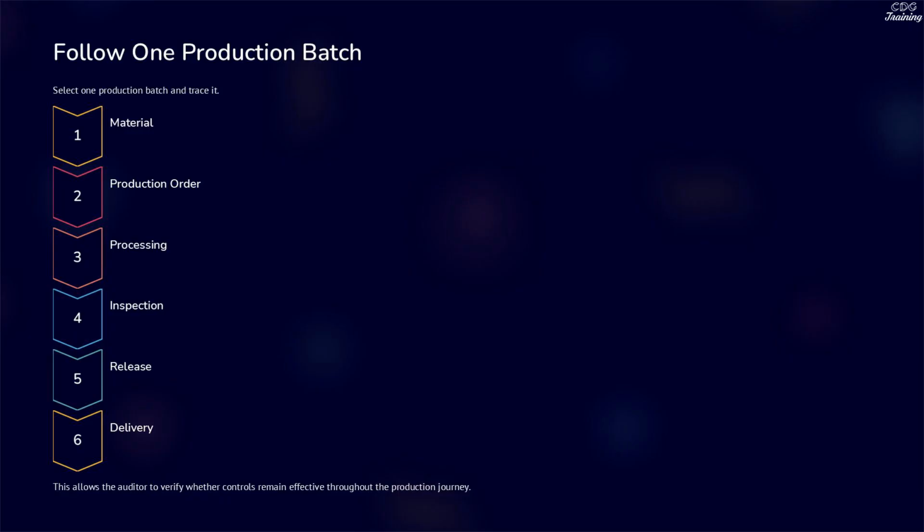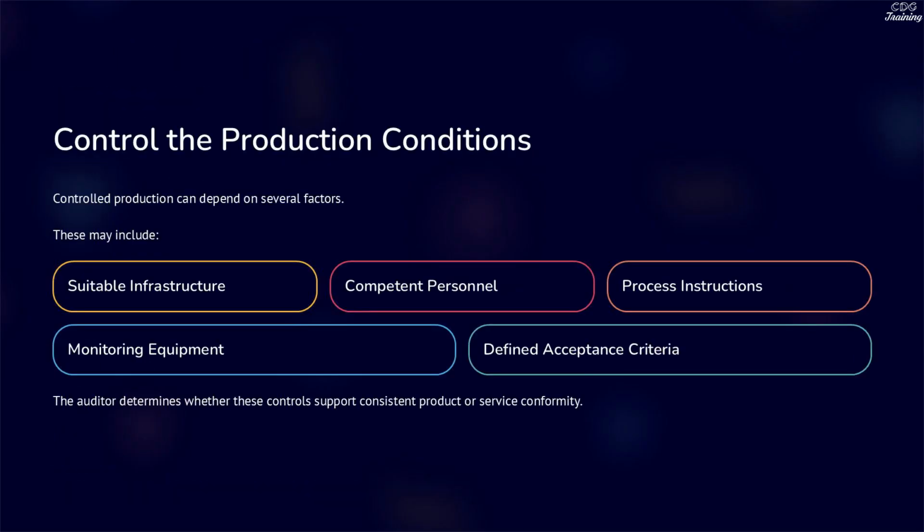Select one production batch and trace it through material, production order, processing, inspection, release, and delivery. This allows the auditor to verify whether controls remain effective throughout the production journey. Controlled production depends on several factors, including suitable infrastructure, competent personnel, process instructions, monitoring equipment, and defined acceptance criteria. The auditor determines whether these controls support consistent product or service conformity.